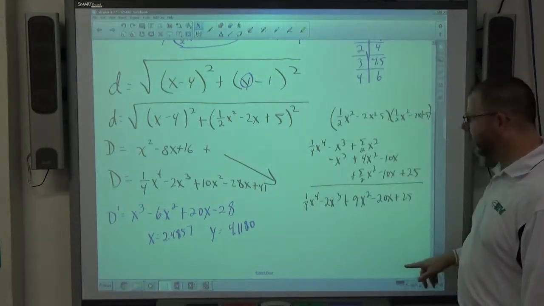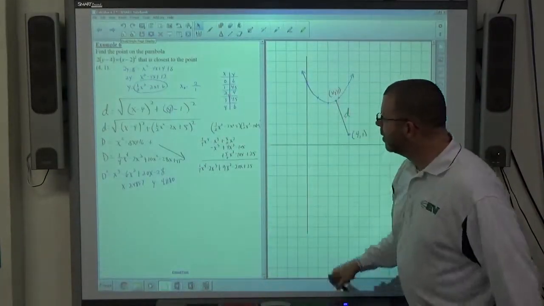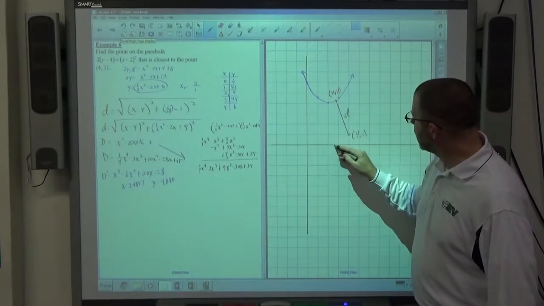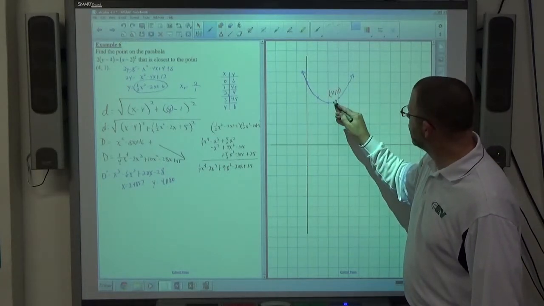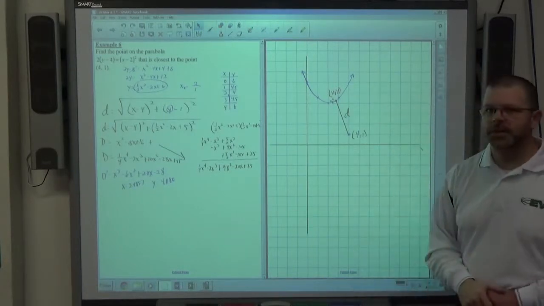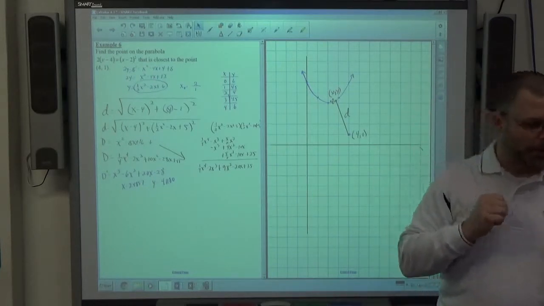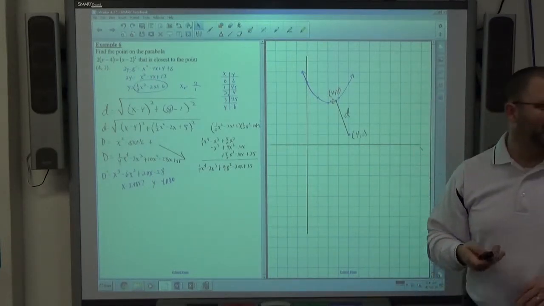And again, if I go back here to this graph, (2.4857, 4.1180) would be about here. That was pretty close to my guess, but again, calculus finds you the exact answer. And that would be it. That, right, is an ordered pair. Bell rang, so we won't worry about that this time.